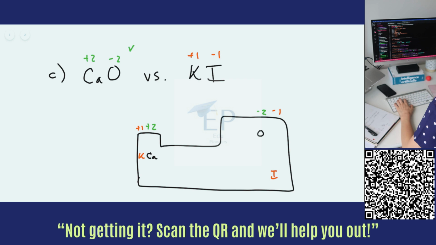It has higher charges, which will give those ions better attractions and a higher lattice energy. And also, it has the size factor going for it as well. Calcium, being further to the right of potassium, will be a little bit smaller. And oxygen, being higher than iodine, will also be a little bit smaller as well. So you have smaller atoms, higher charges, stronger bonds, greater lattice energy.